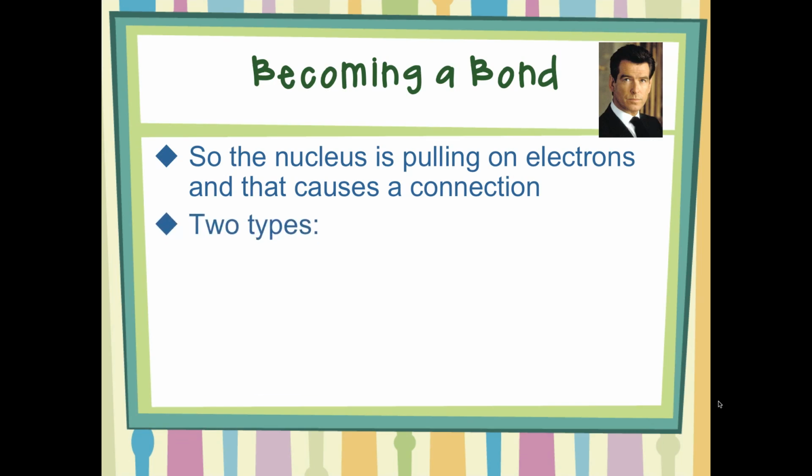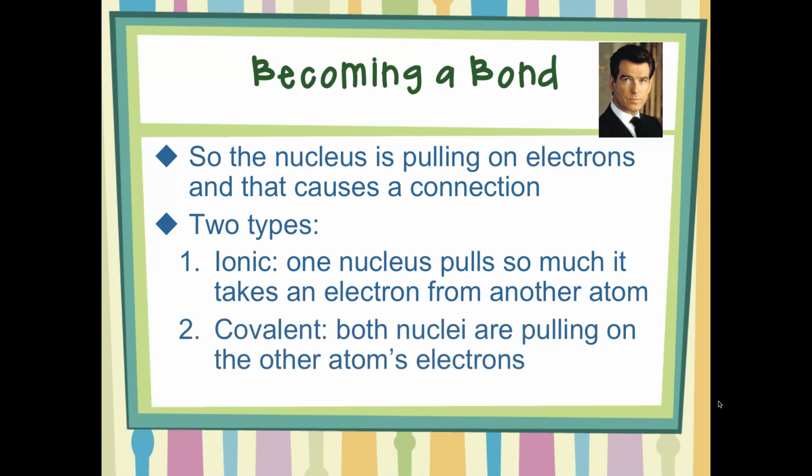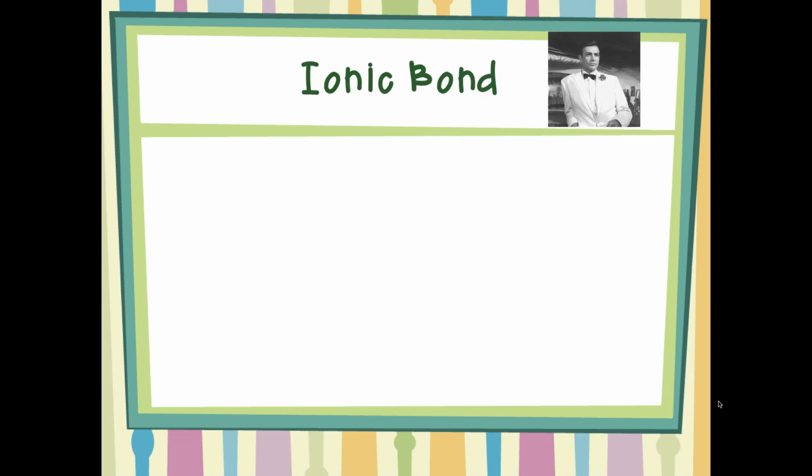And then there are 2 general types of bonds or connections that we talk about. You maybe remember these from before. Ionic is when one nucleus pulls so much, it can actually take the electron from the other atom. That creates an ionic bond. And then the other option is that both of the nuclei are pulling on each other's electrons, and neither one is much stronger, so they end up just sharing. Those are the 2 general ways we would describe bonding in this new context of nucleus and electronegativity and pulling.